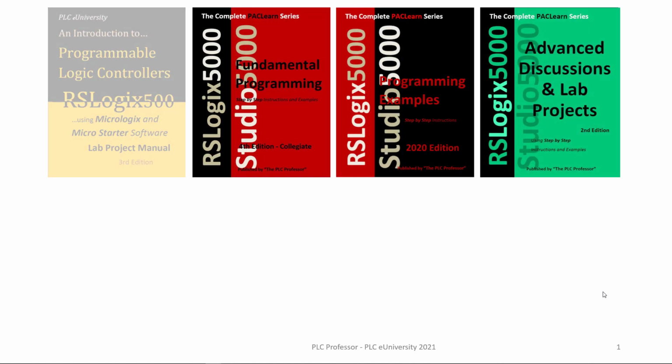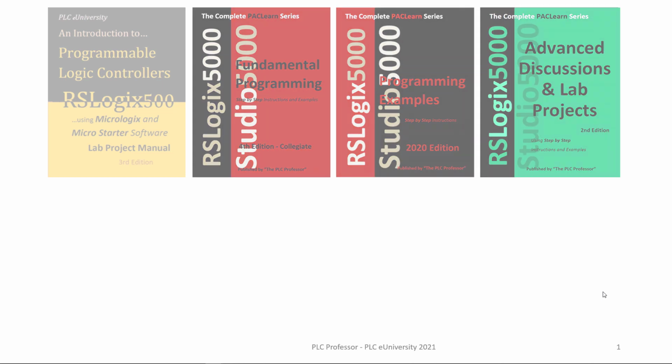Then for 5000, RS Logix 5000, Studio 5000, we have 3 volumes: Fundamental Programming, Programming Examples, which is really one manual broken into 2 volumes, and then the Advanced Discussions and Lab Projects. The software for this hardware that this programs, the least expensive license is just under $1,000. And the hardware is also relatively expensive. You can find used CompactLogix with some I/O in the $500 range, but the minimum license is going to be just under $1,000.